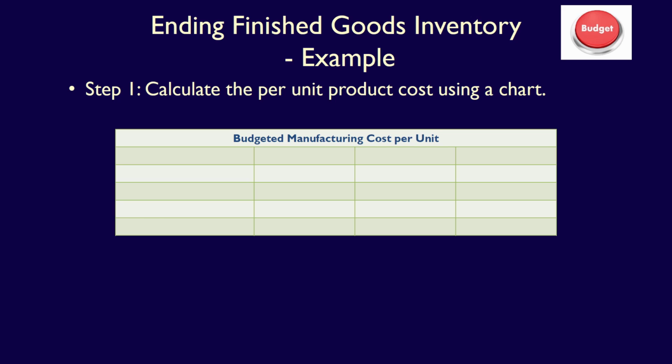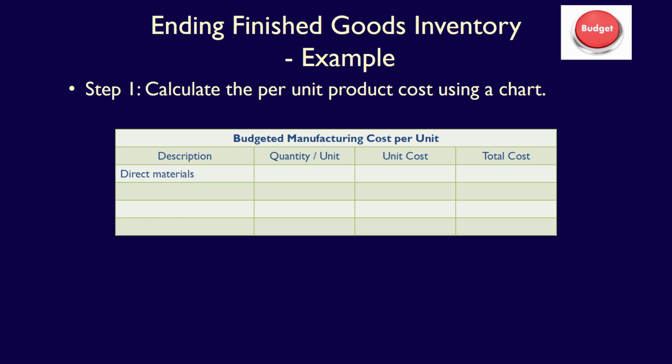Going back to Step 1, we'll continue with our example of Gratman Manufacturing to demonstrate this budget. We'll start with the heading, Budgeted Manufacturing Cost per Unit, but we need to add description for column 1, quantity per unit for column 2, unit cost for column 3, and total cost for column 4.